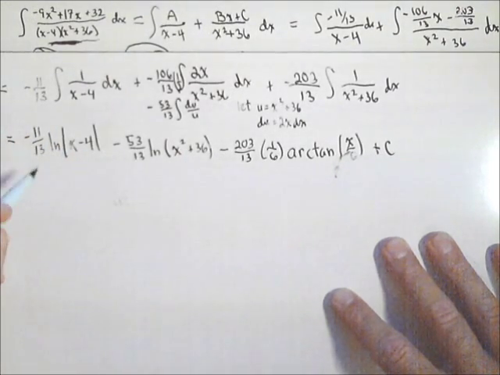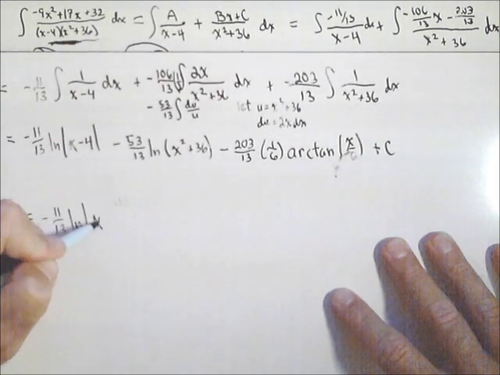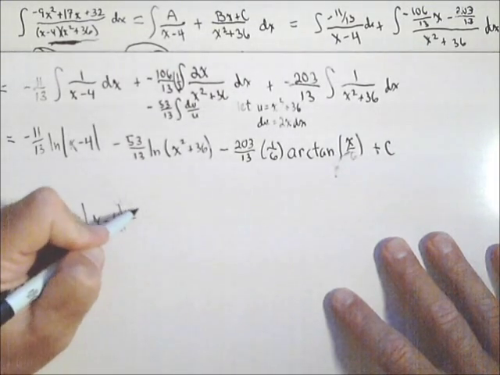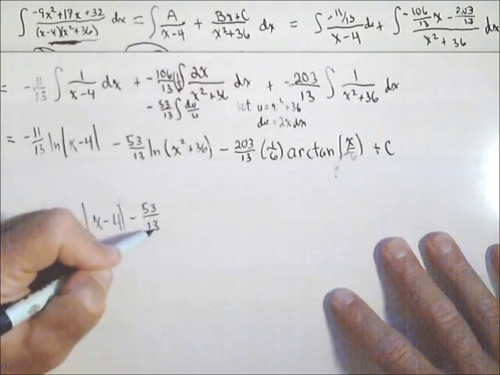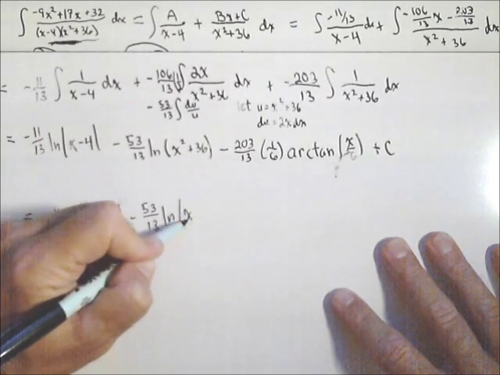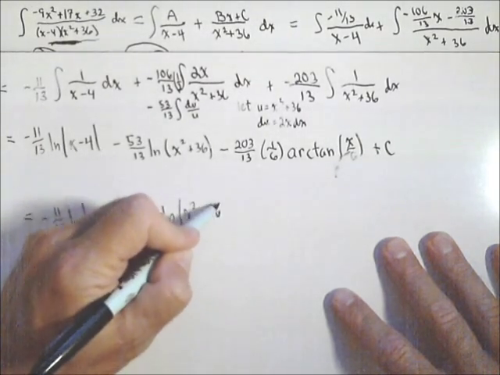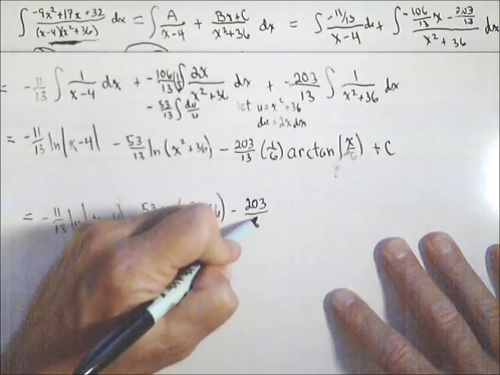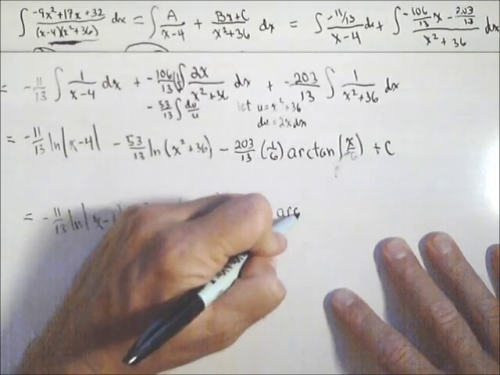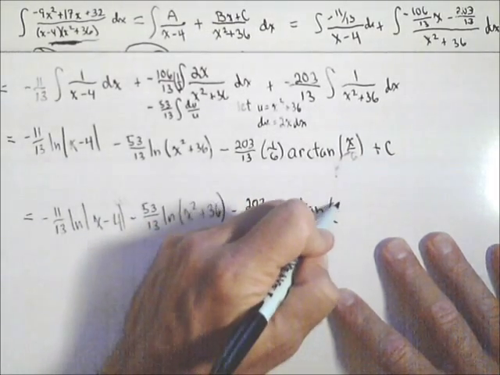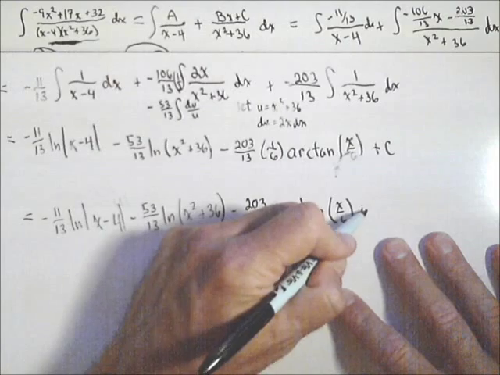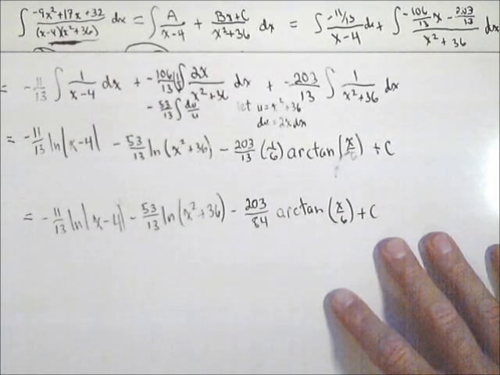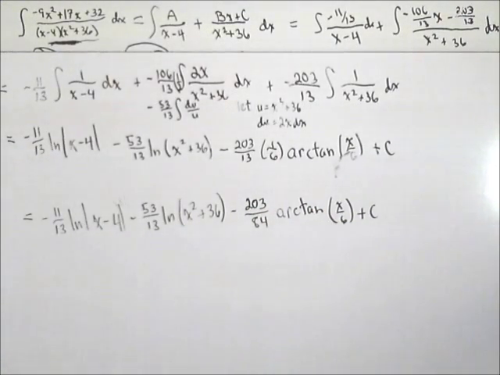Got a little bit of simplifying we can do there. So our answer is negative 11/13 natural log of the absolute value of x minus 4, minus 53 over 13 ln of x squared plus 36, minus 203 over 84 arctan of x over 6, plus c. Not the prettiest antiderivative we've ever seen, but we were able to find it.